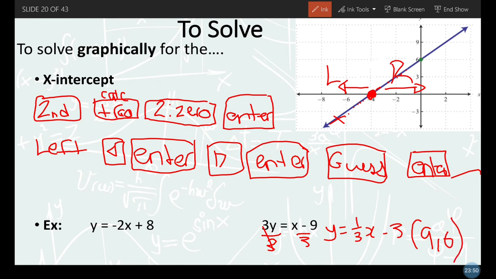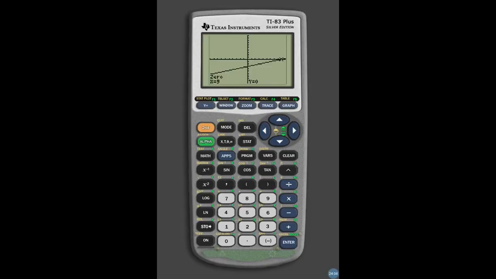And I'm going to do the same thing here. y equals -2x plus 8. Once I have that function ready, I can go to graph, and I'm trying to find the 0. So second trace, which gets me to the calculate function, I'm trying to find a 0.